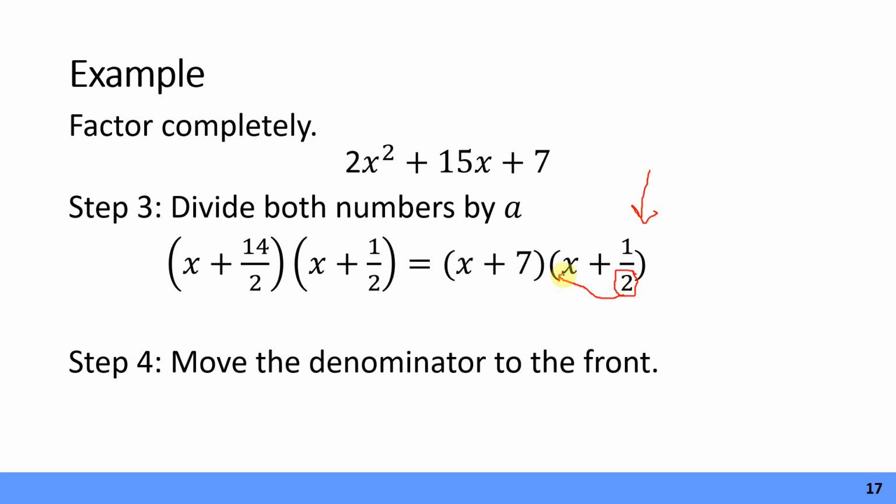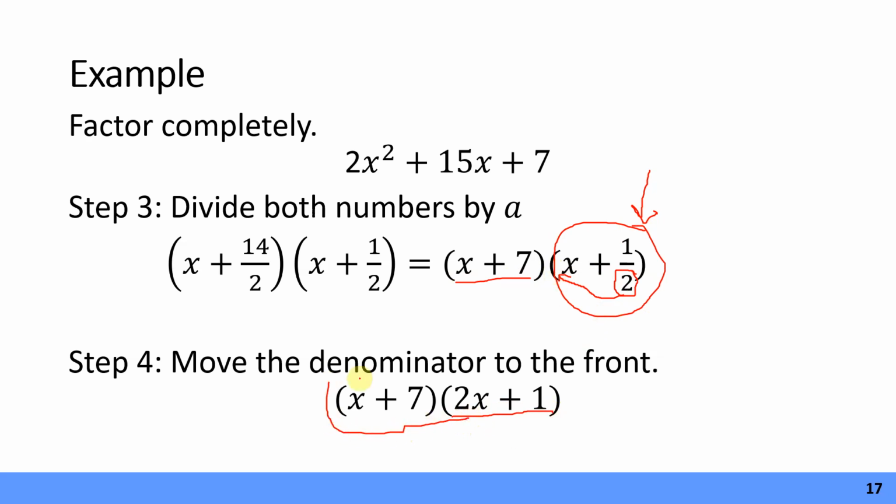Not all the way to the front of the problem, but only to the front of its parentheses. So look at that. My answer becomes x plus 7. And this little monster here with a fraction just becomes 2x plus 1 because the denominator came to the front. And what do you think? That was it. That is how you factor out a trinomial.